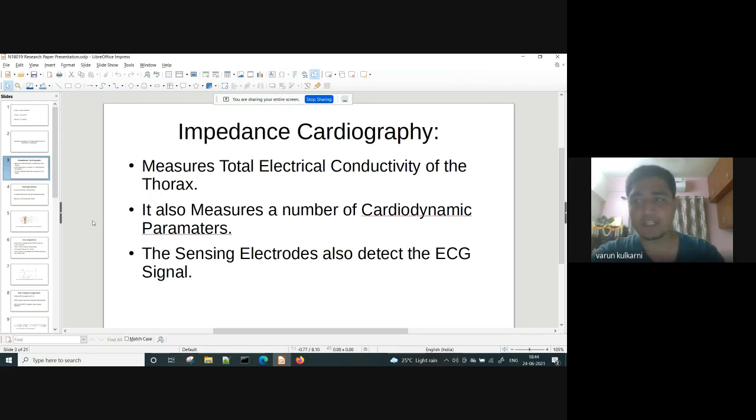Impedance cardiography is a non-invasive technology measuring total electrical conductivity of the thorax and its changes in time to process continuously a number of cardiodynamic parameters such as stroke volume, heart rate, cardiac output, ventricular ejection time, and pre-ejection period. It is used to detect the impedance changes caused by a high frequency, low magnitude current flowing through the thorax between additional two pairs of electrodes located outside of the measured segment. The sensing electrodes also detect the ECG signal, which is used as the timing clock of the system.